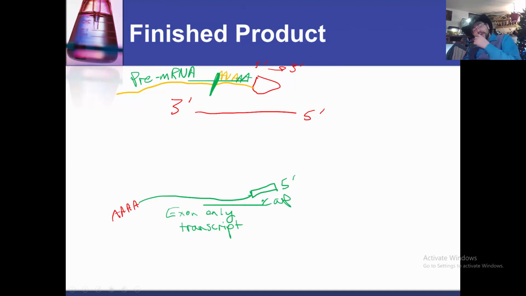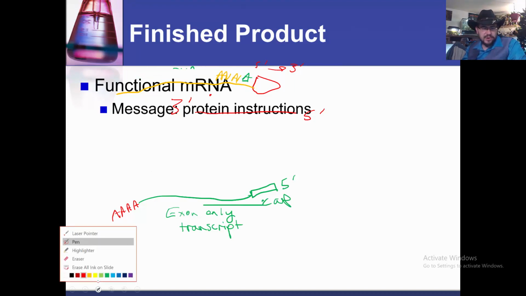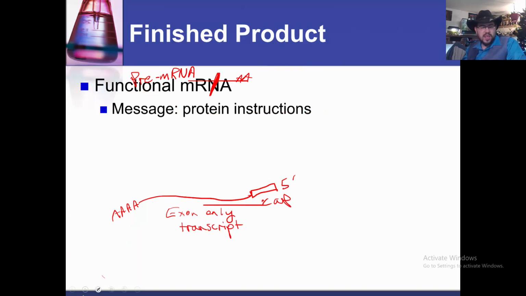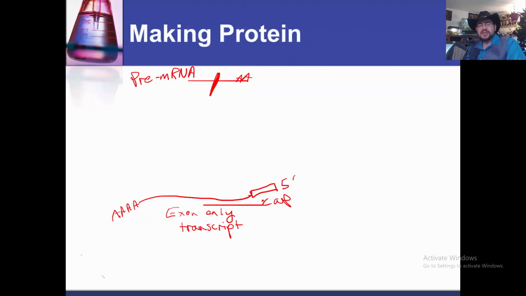Now that we have a transcript that is made only of exons, that has a 5' cap and a poly A tail, it is functional mRNA. It now fully contains the instructions for the proper protein, and it will be used to make the protein. And that, of course, is done in the cytoplasm. So it's finally time for our transcript to leave the nucleus and head to the cytoplasm.